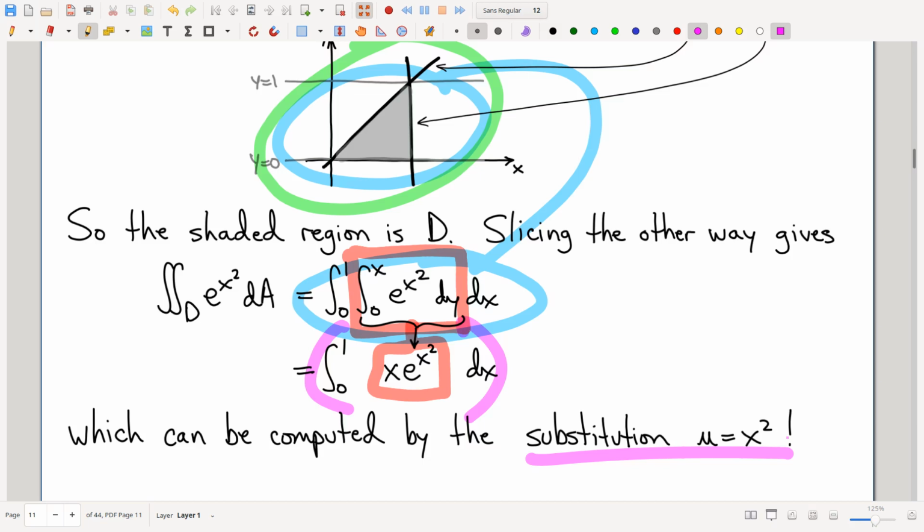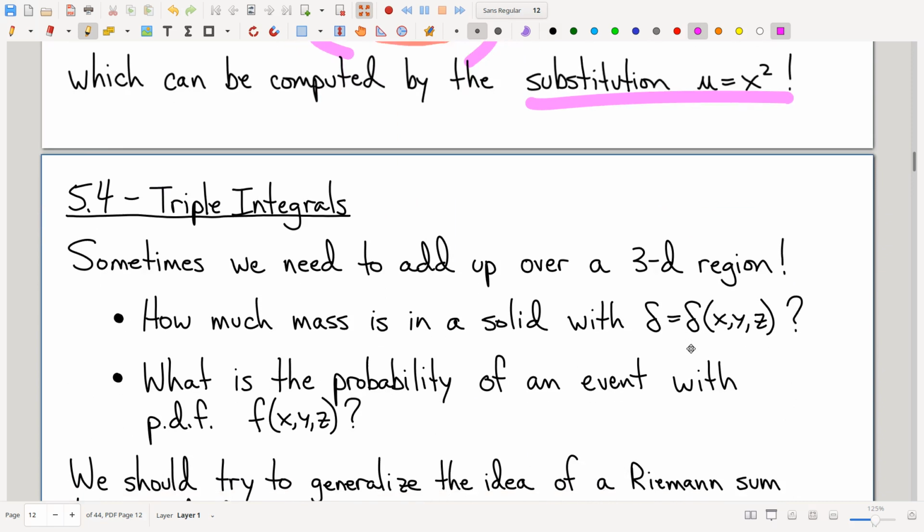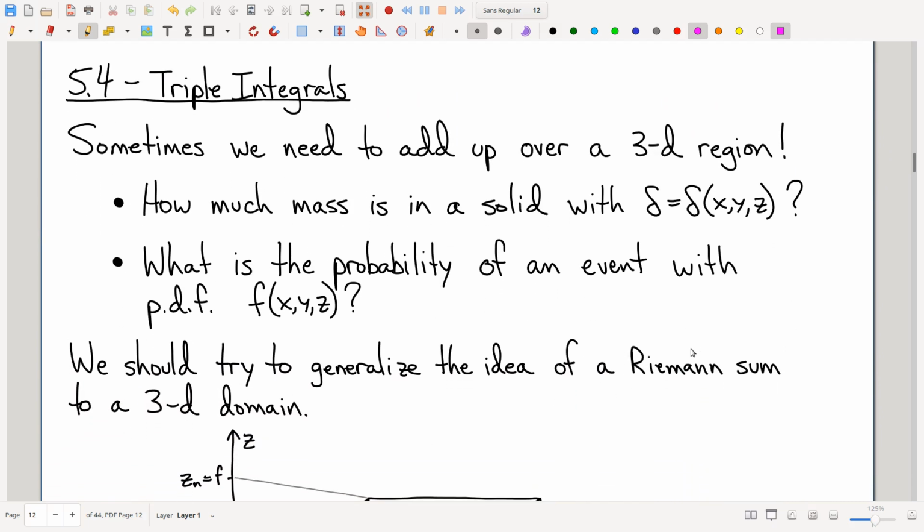Okay. All right. Okay, so moving along, 5.4. Y'all can probably predict where a lot of this is going to go. We're going to talk about something called triple integrals. It's a lot like double integrals, just a little bit more so, right?